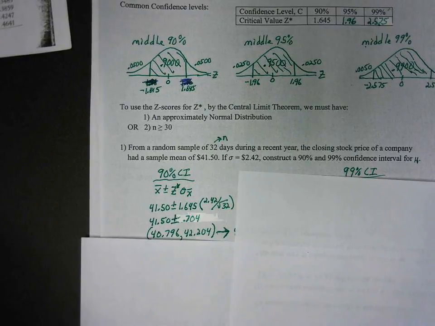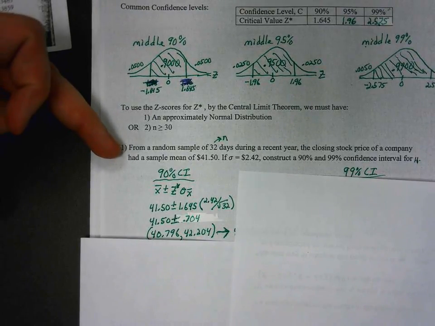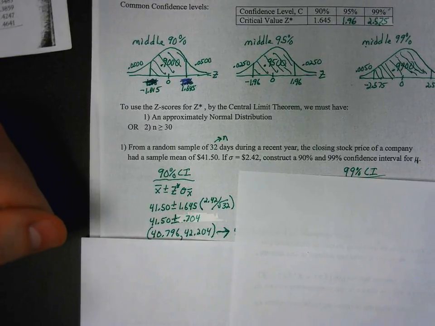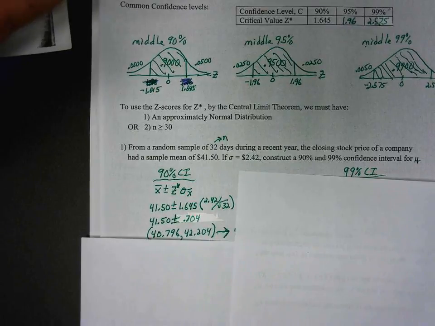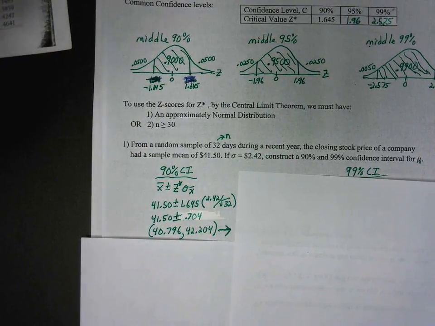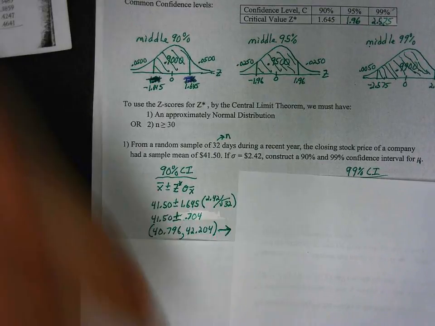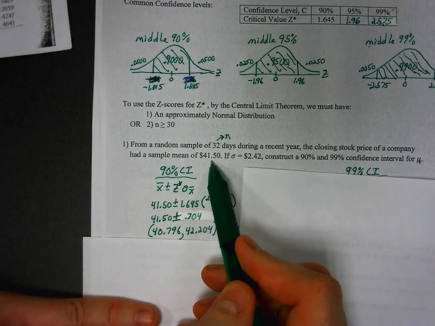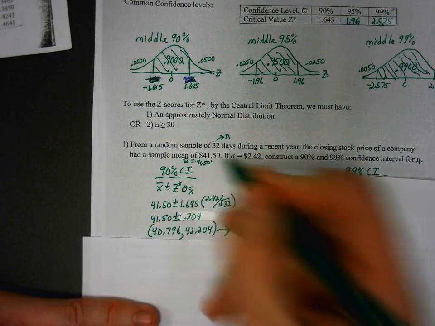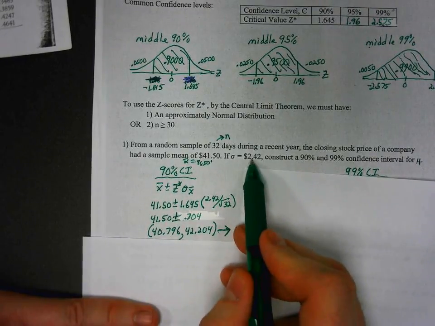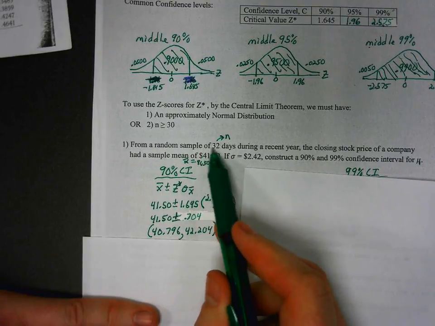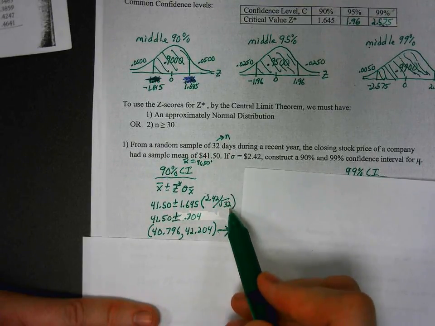Okay, so basically this comes down to picking the values out of the question for x bar, the z star value, and the standard deviation and n. Okay, and it's pretty, I don't say easy, but self-explanatory when you read the question. It shouldn't be too crazy to find the values they're giving you. A sample mean of 41.50, that's saying x bar equals 41.50. They're giving you sigma is 2.42, so that's sigma over square root of n. Well, they had 32 days, a random sample of 32 days. So n is 32.